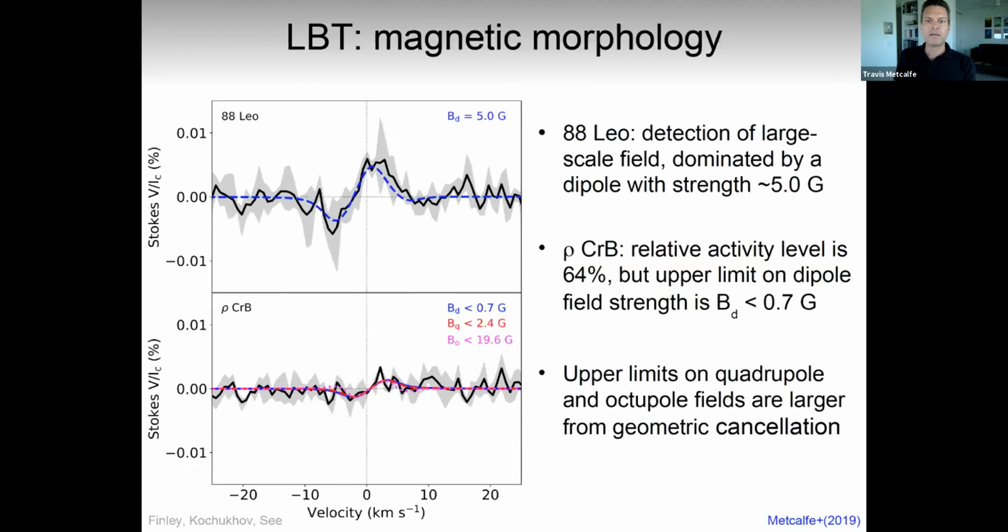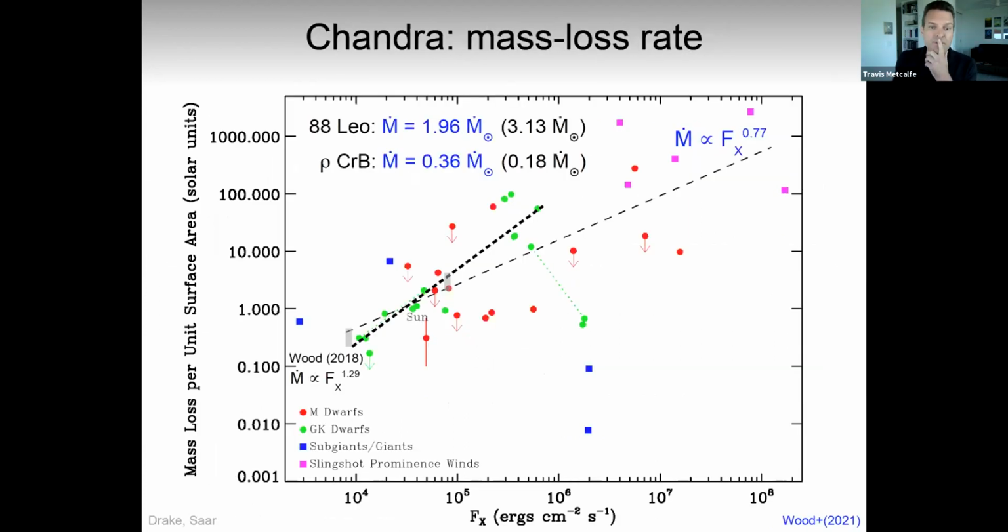Oh, I should mention that for the X-ray fluxes here, for Rho CrB we got a new measurement from Chandra, and we updated the old ROSAT measurement of 88 Leo, considering the newly derived distance from Gaia and an updated determination of its radius.